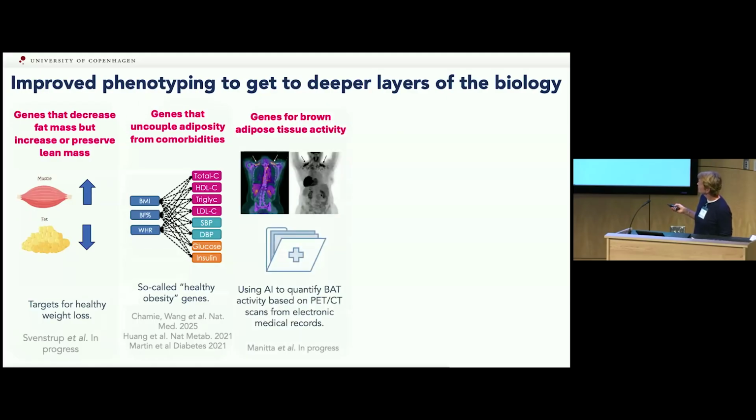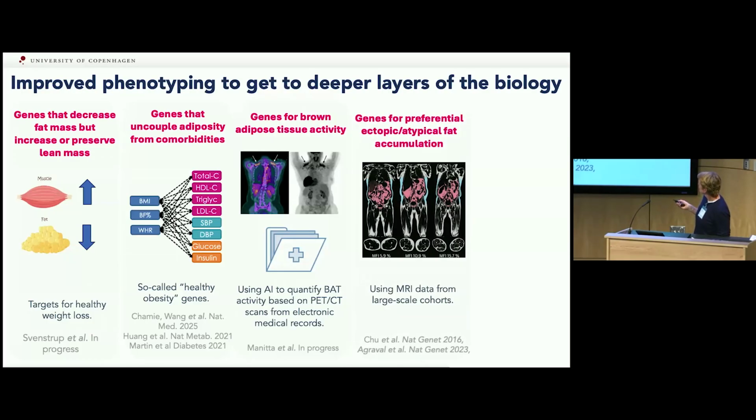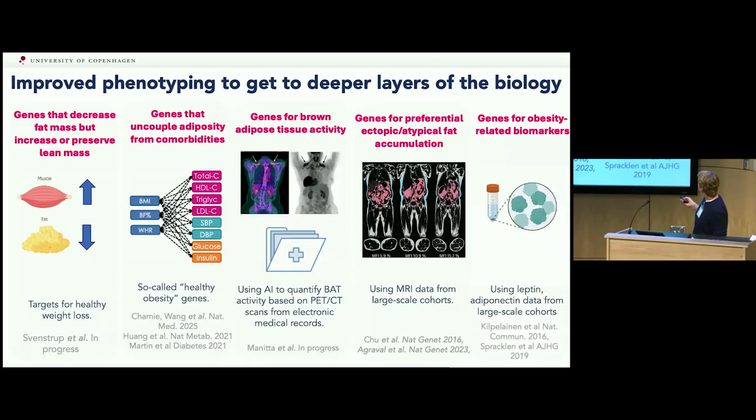But we're also focusing on using PET-CT scan data from medical records of Copenhagen Hospital to quantify brown adipose tissue activity, but also other adiposity phenotypes. And that's very much in development as well. So we use AI to do the quantification. And we're also focusing on fat distribution. So obesity is not only about too much adiposity, but also where exactly you will store it. And we're also increasingly focusing on biomarkers, particularly with proteomics becoming increasingly available. This promises to be an exciting field as well.